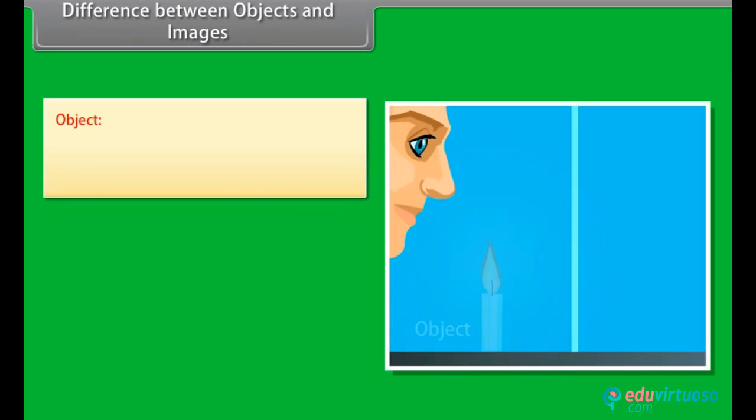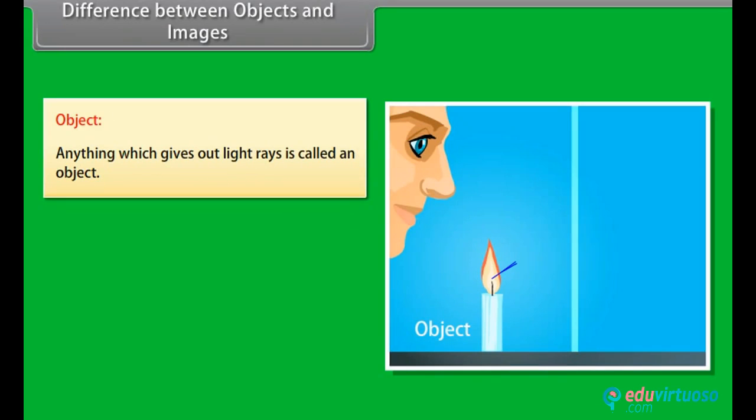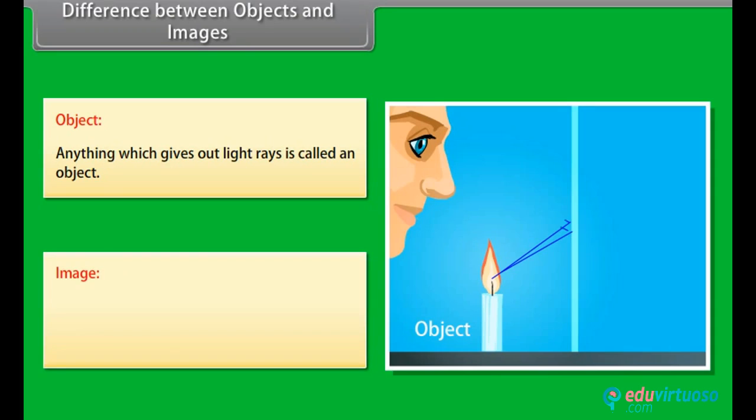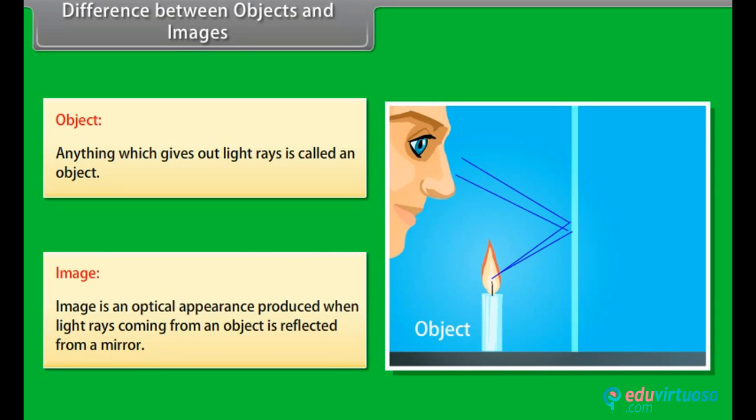Difference between objects and images. Object. Anything which gives out light rays is called an object. Image. An image is an optical appearance produced when light rays coming from an object are reflected from a mirror.